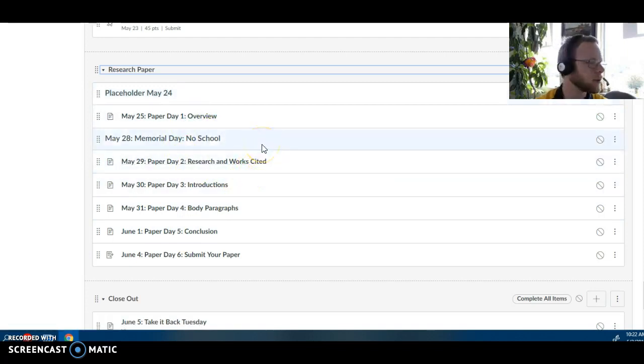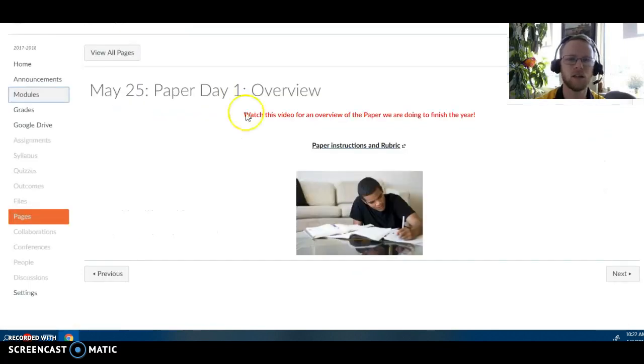Now this paper is going to be a lot like those of you that did the Egypt project. You had three options back then. One of them was a paper, and this paper is very much similar to that. Let's take a look, shall we? So we click on day one overview here. Brings us to this simple page with this video. It will be there, and it just has the instructions and the rubric. Let's go over that real quick.